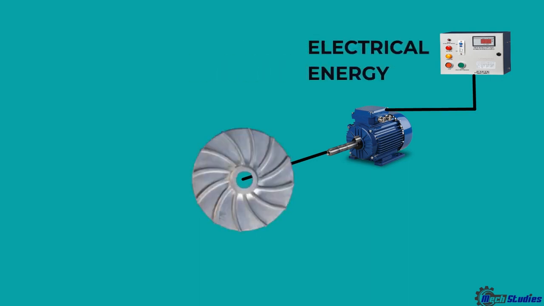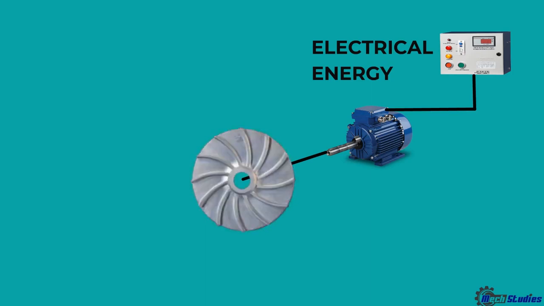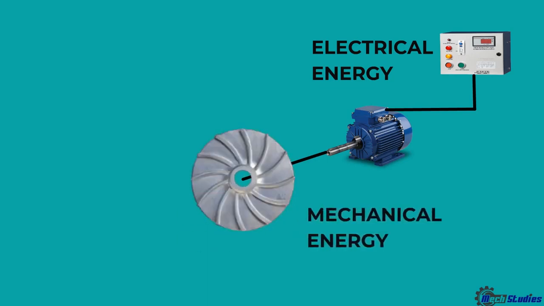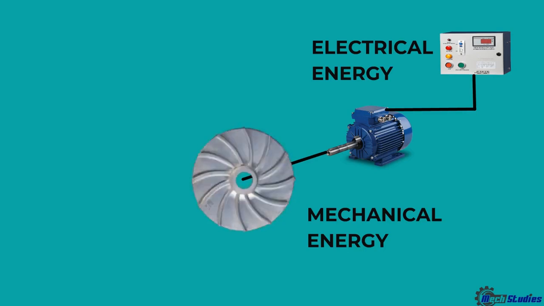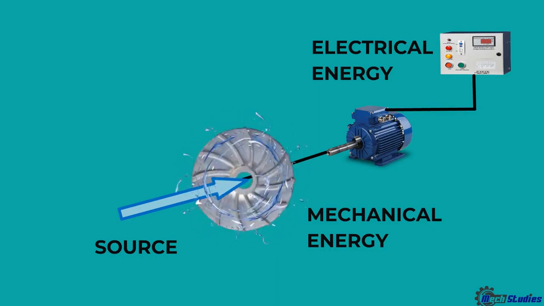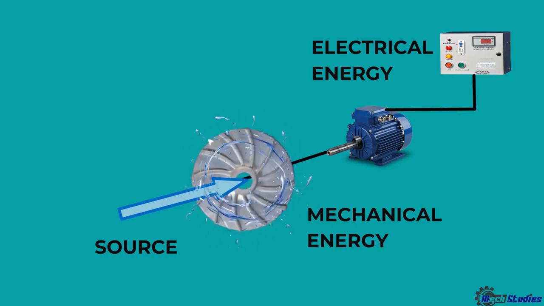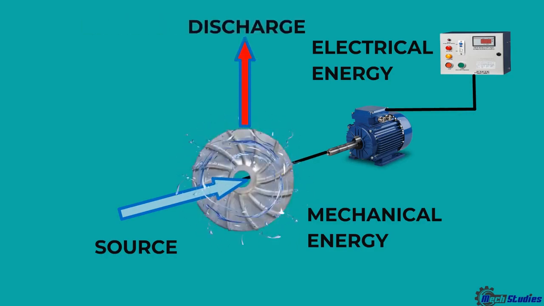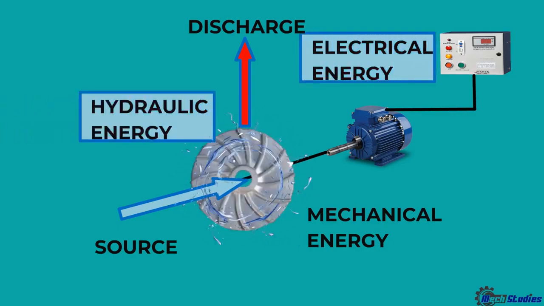Hence, electrical energy is transferred from the electrical source to the motor. The rotation of the shaft, as well as impeller, means mechanical action or mechanical energy. Now, water is supplied to the pump from the source, and due to the mechanical action, the pressure energy or hydraulic energy is increased and water is discharged from the pump. Hence, electrical energy is changed into hydraulic energy in the pump.